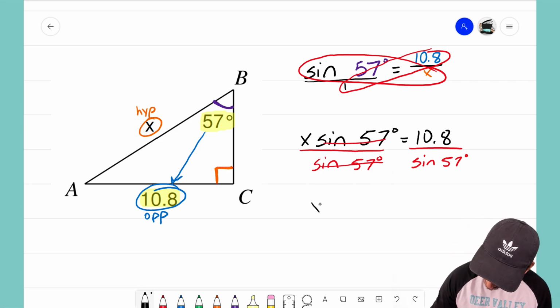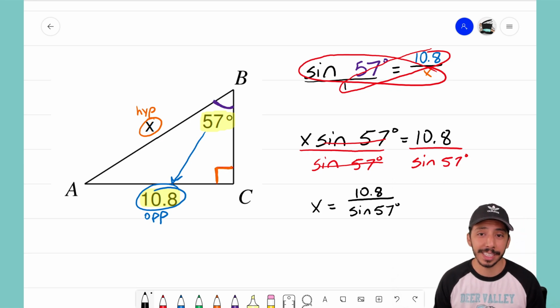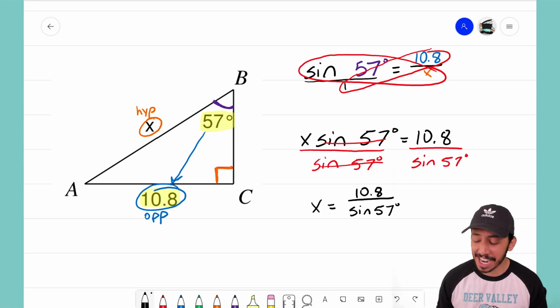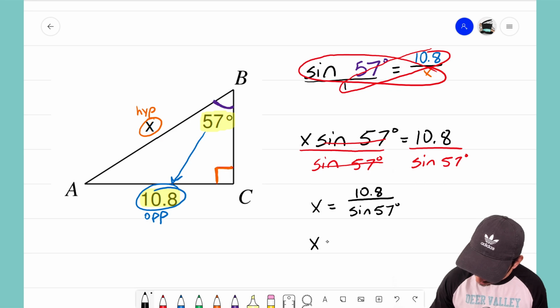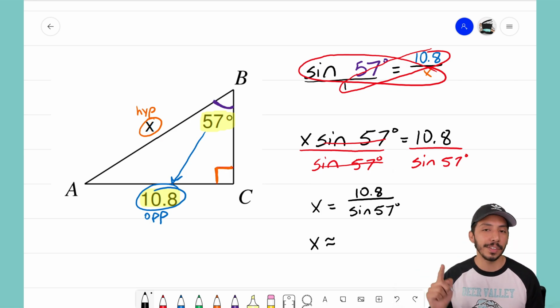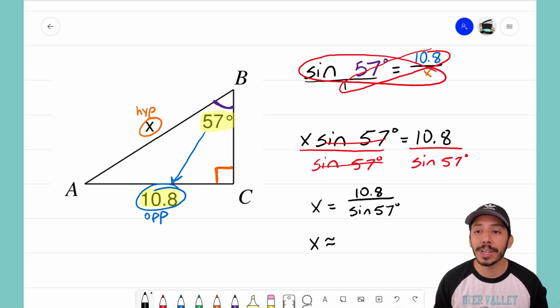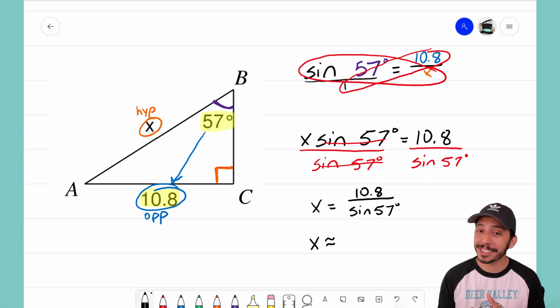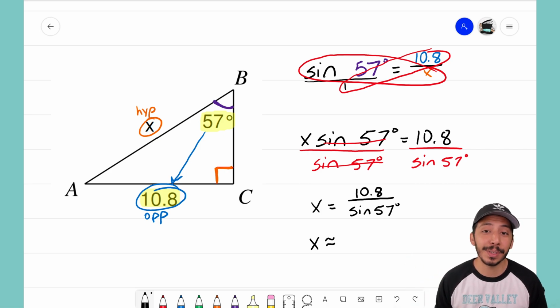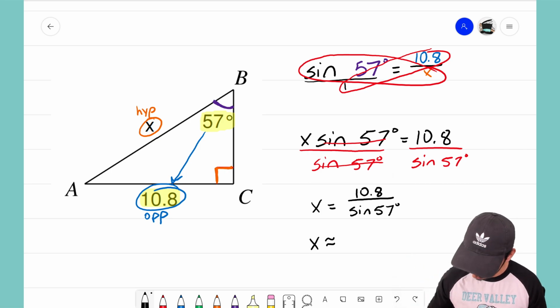So I'm just left with now that x equals 10.8 divided by sine of 57 degrees. Again, this is the time that you want to break out your scientific calculator and enter that expression in to see what x is approximately equal to. Now, if you want, you can pause the video, try to enter that in, and then press play and see if you get the same answer that I do.